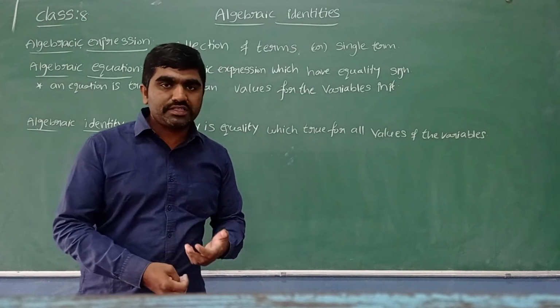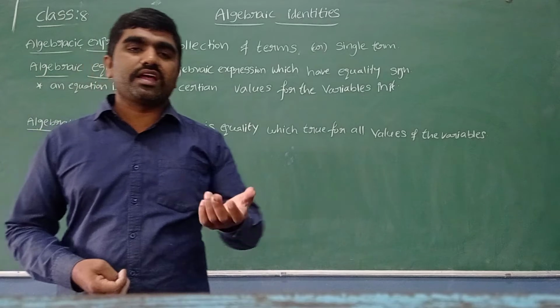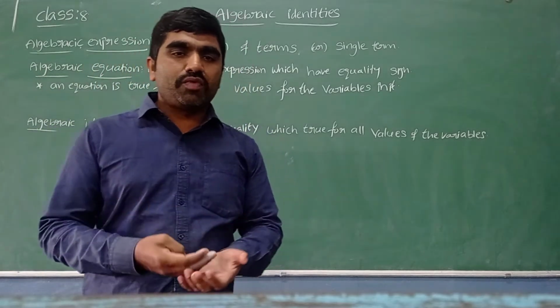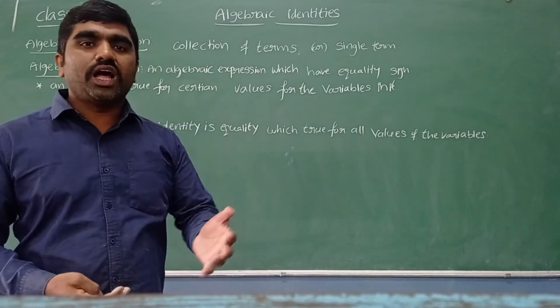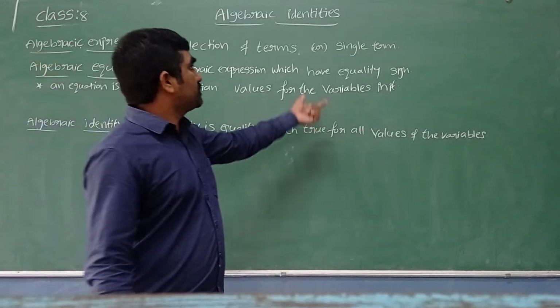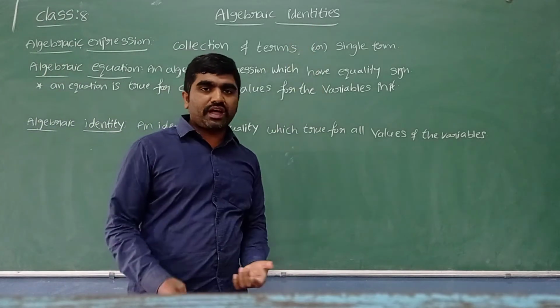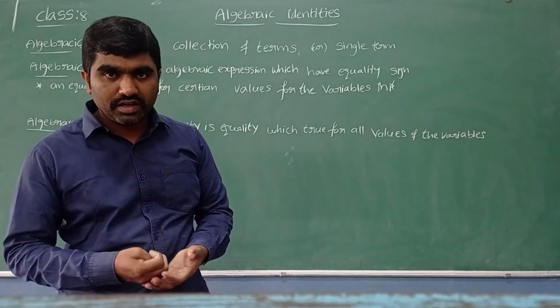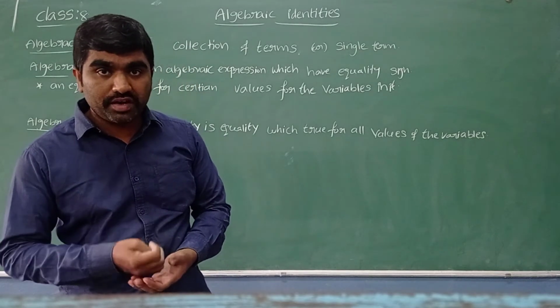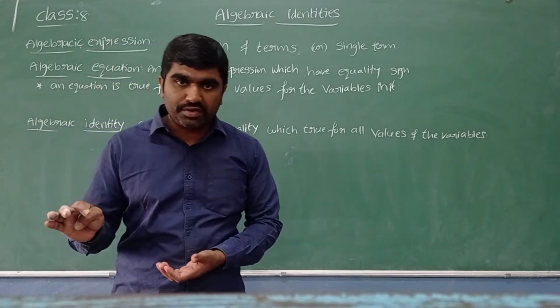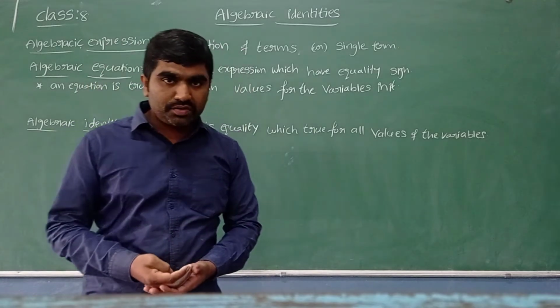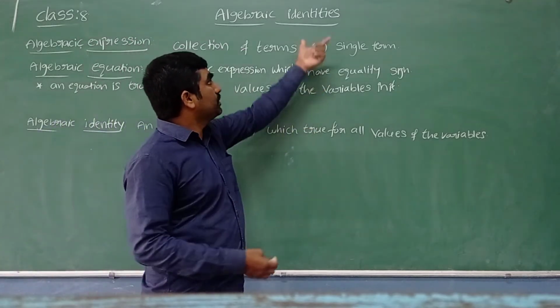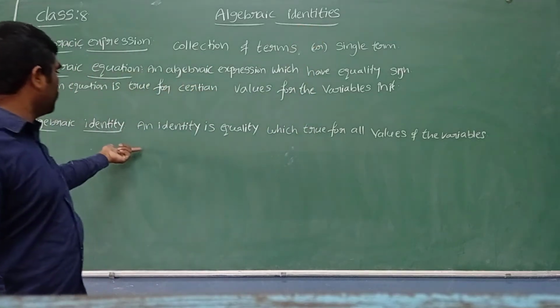What is meant by algebraic? Sir, it is a collection of terms which involves constants and variables. What is meant by identity? Identity means it is true for all the values. It is true for all the values, not only some particular values. Let's see more about these identities here.